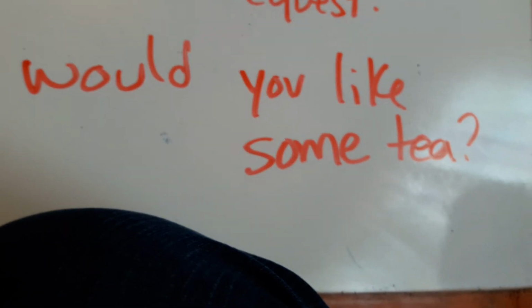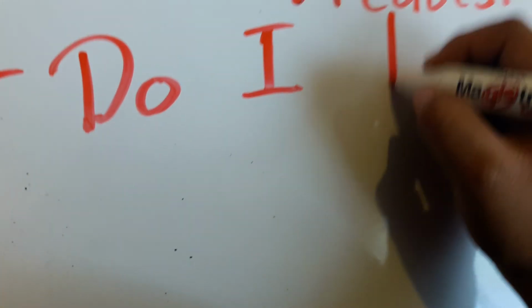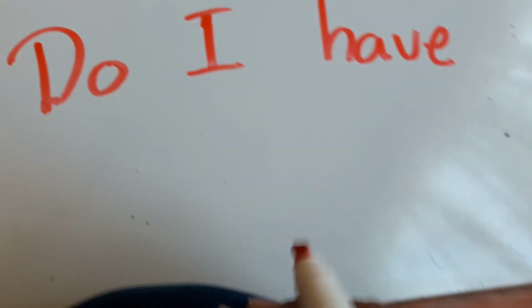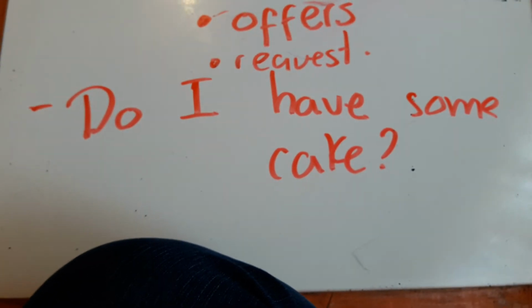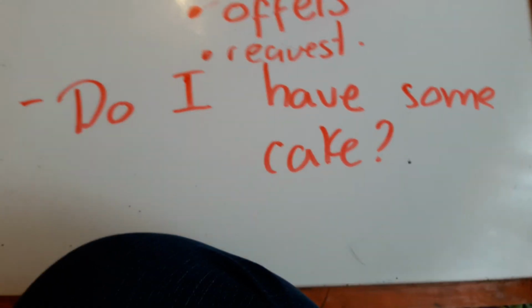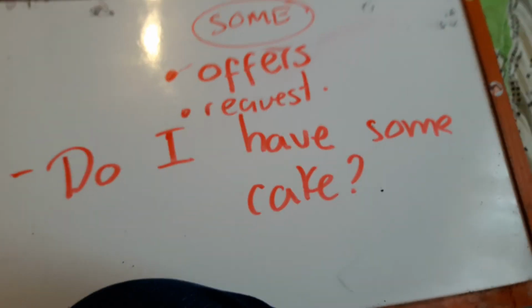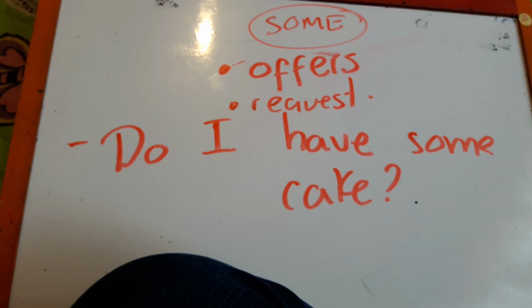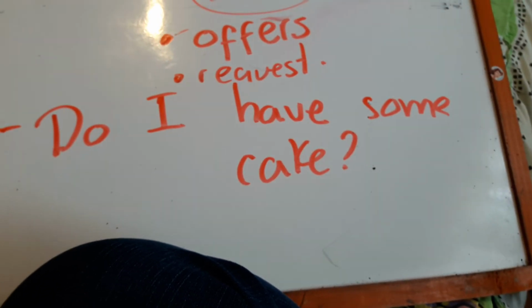Request. Con request sería, por ejemplo, for example, this here. Do I have some cake? O sea, como me podrías dar algo de pastel? To your mom, right? Do I have some food when you're hungry?